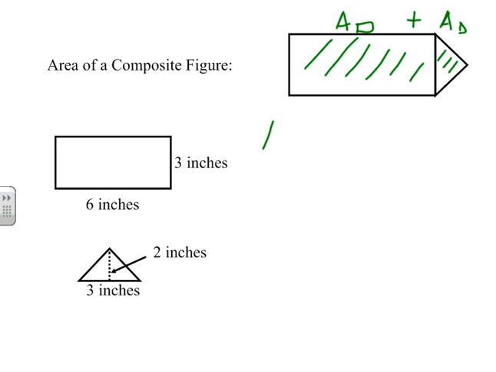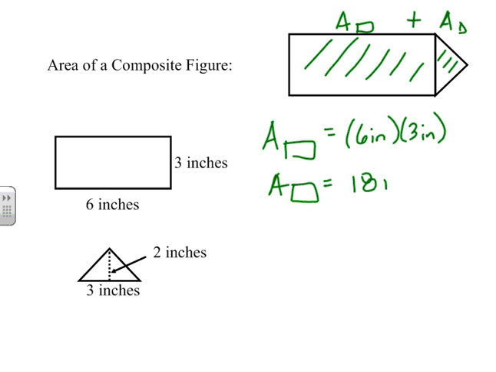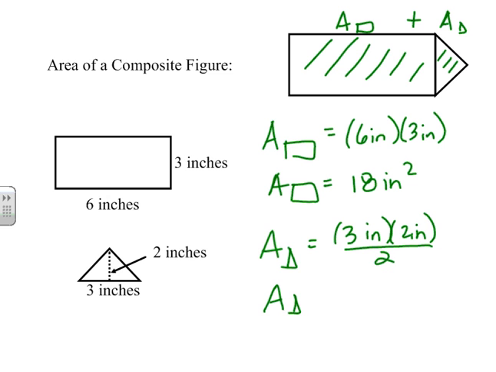So once again, let's figure that out. Take the area of the rectangle, which would be base times height, or length times width, 6 inches times 3 inches. The area of that rectangle then would become 18 inches squared. If we do the same thing for the triangle, we would say 3 inches times 2 inches and divide that by 2. The area of the triangle would be 3 times 2 is 6, divided by 2 is 3 inches squared.